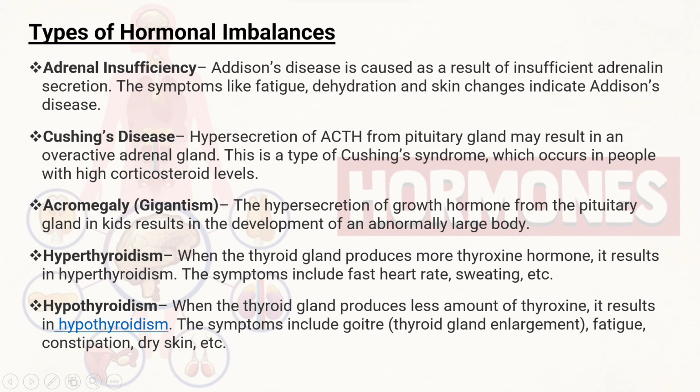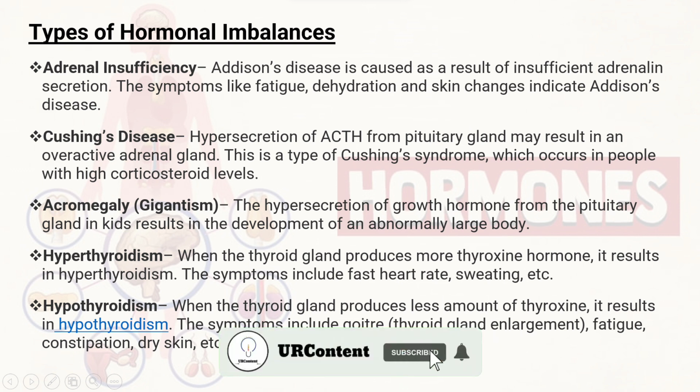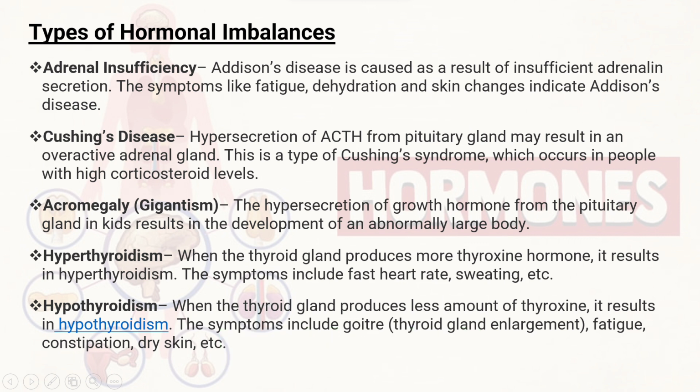2. Cushing's disease. Hypersecretion of ACTH from the pituitary gland may result in an overactive adrenal gland. This is a type of Cushing's syndrome, which occurs in people with high corticosteroid levels. 3. Acromegaly, gigantism.